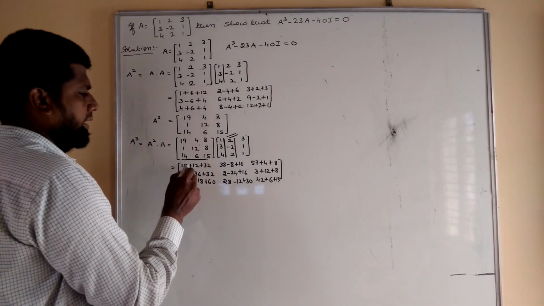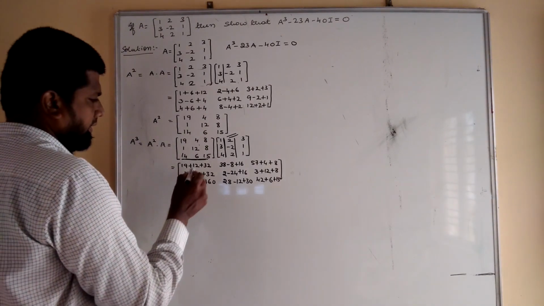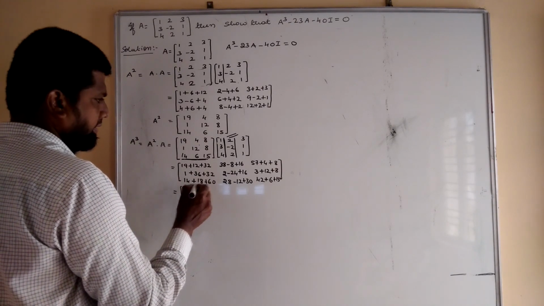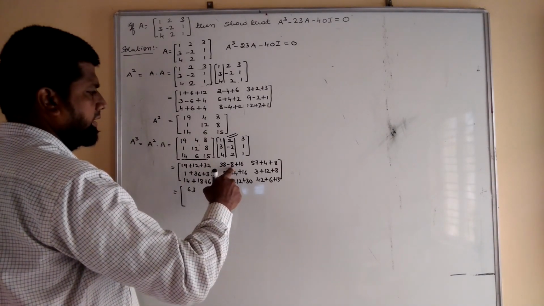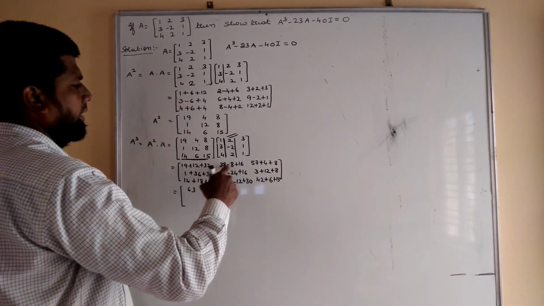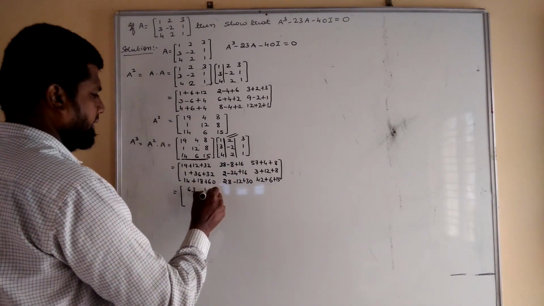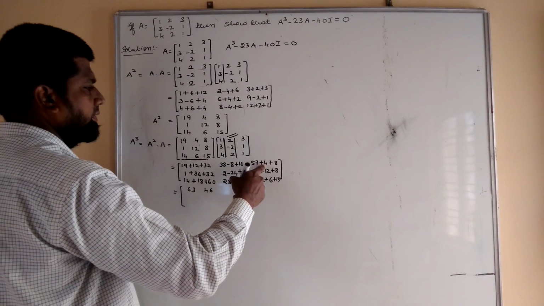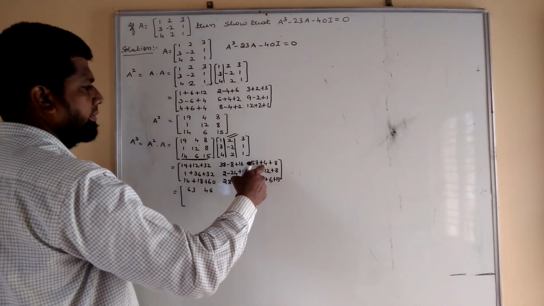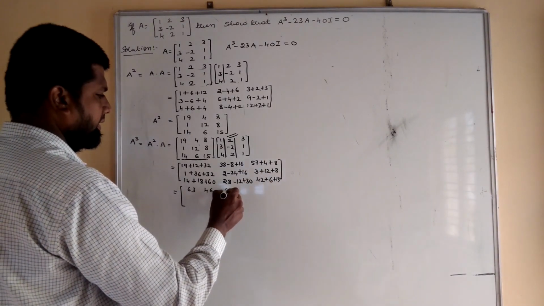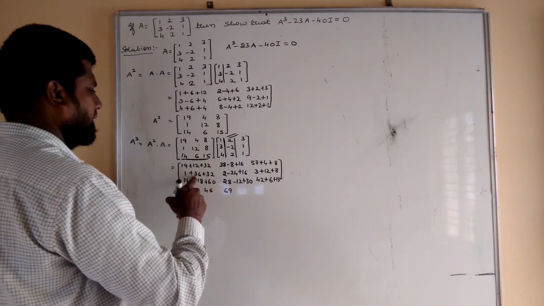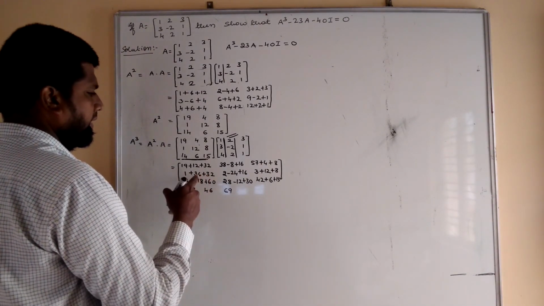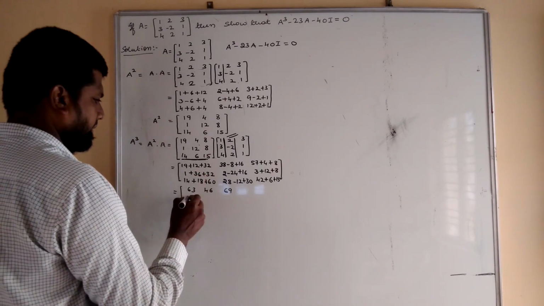So here 19 plus 12 is 31. 31 plus 32 is 63. 38 minus 8 is 30. 30 plus 16 is 46. 57 plus 4 is 61. 61 plus 8 is 69. 1 plus 36 is 37. 37 plus 32 is 69.